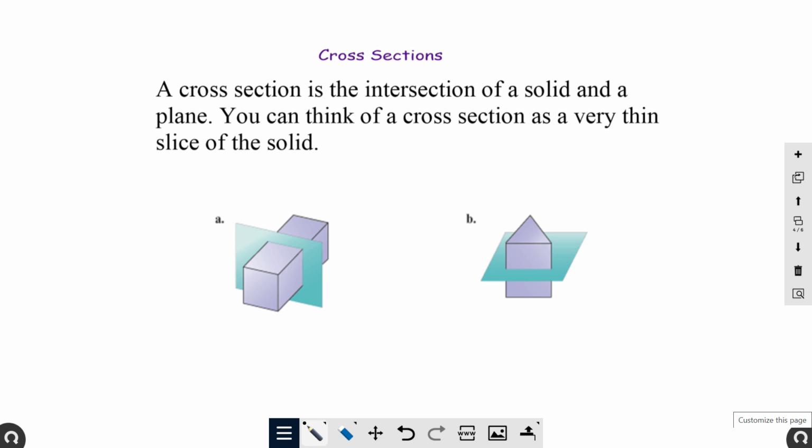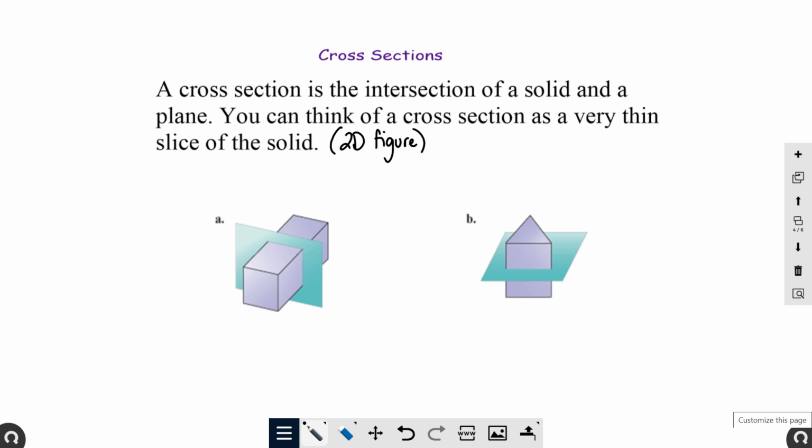Okay, next thing on our list is a cross section, and that is on your handout. So everybody look at your handout that you got. Now, a cross section is the intersection of a solid and a plane. You can think about a cross section as a very thin slice of the solid. Also, when you do cross sections, your answer will be a two-dimensional figure, like circle, rectangle, parallelogram, square, whatever.